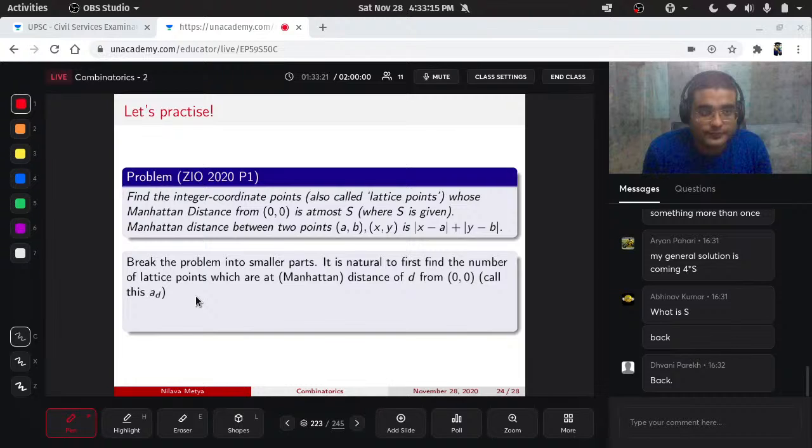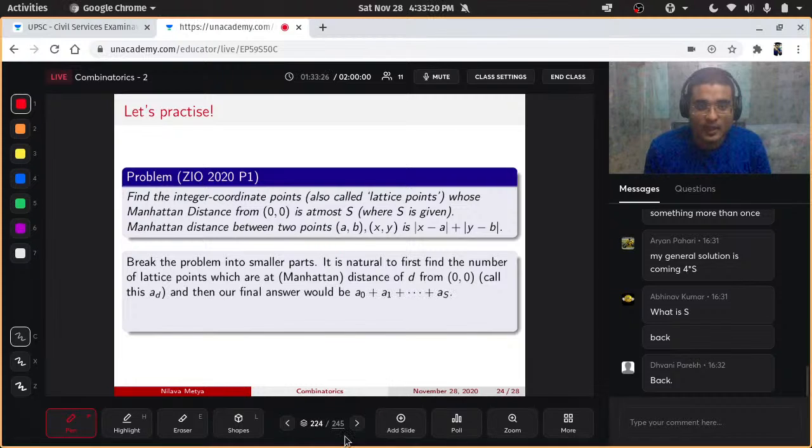Right. Okay. So call this AD, and my final answer would be how many points are there at a particular distance, and you sum based on the distances. So A0 plus A1 all the way up to AS. So the point at distance 0, I'm talking about this guy, from the origin is just 0. So A0 is 1.